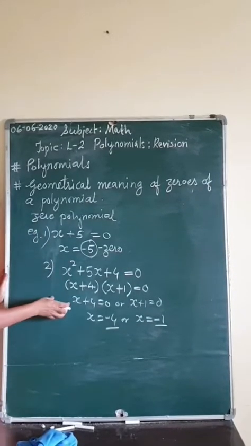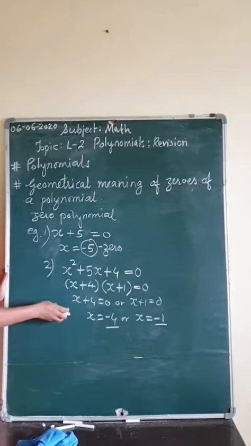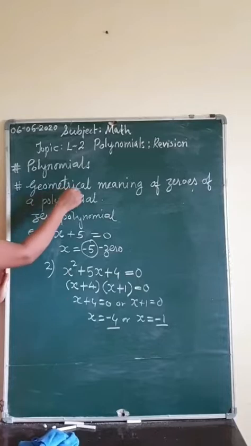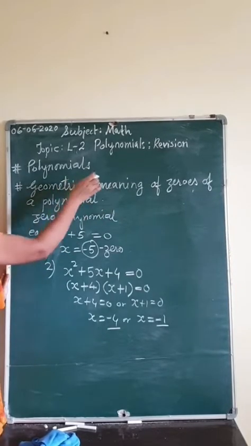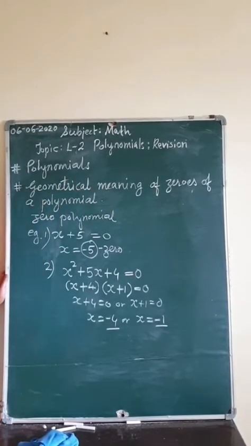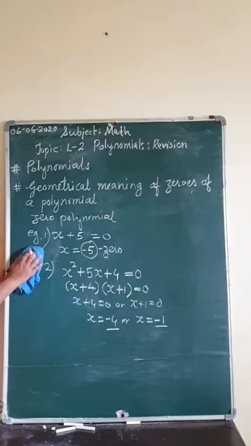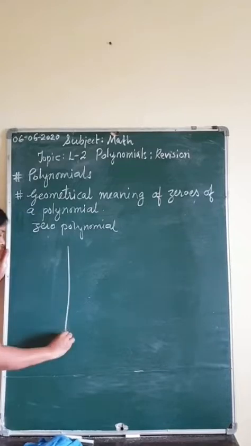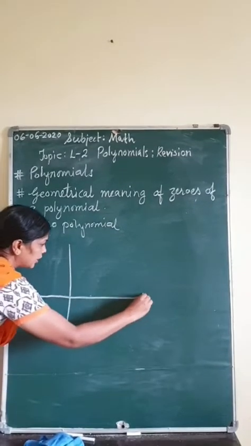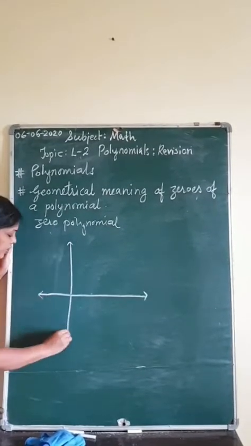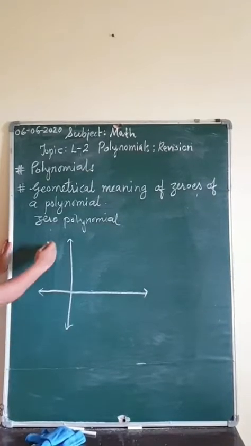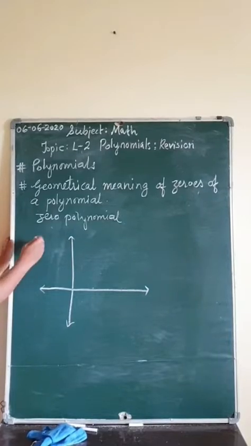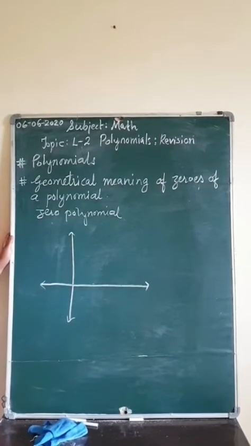How many zeros we get for any polynomial and what these zeros are, we come to know through the geometrical meaning or geometrical representation of a polynomial. Here we have seen that if we represent a polynomial graphically, then we can find how many zeros we get for that polynomial, as well as what those zeros are.